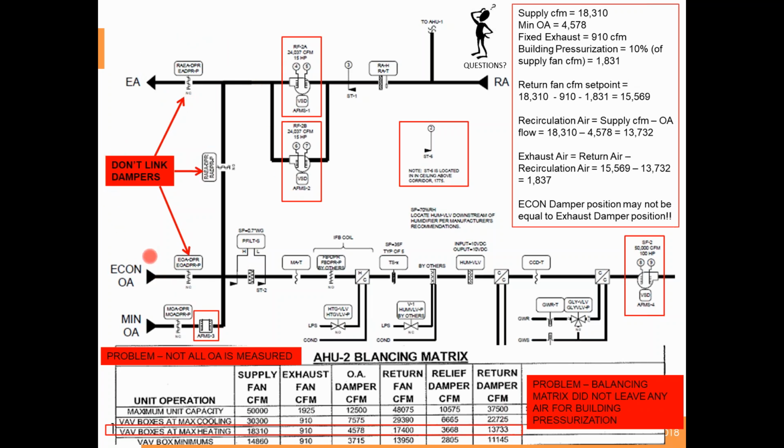One of the things, this was a hospital project that they like to have for code a measurement of outside air, so they basically are proving they have the proper outside air. And what you can see here is the minimum has this red box, which is an airflow station. However, we don't have an airflow station on the economizer.